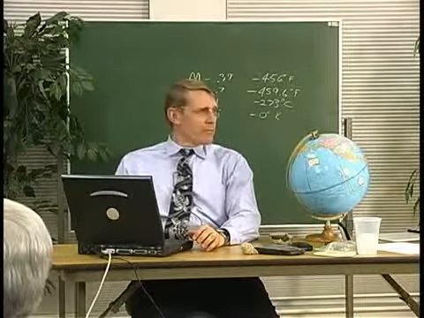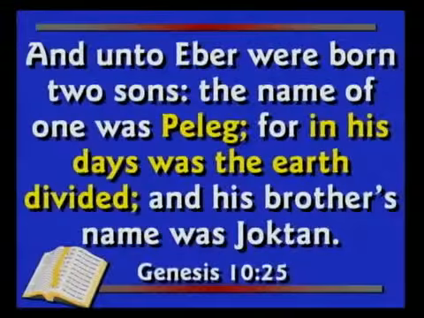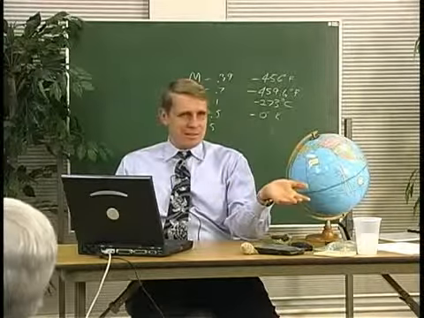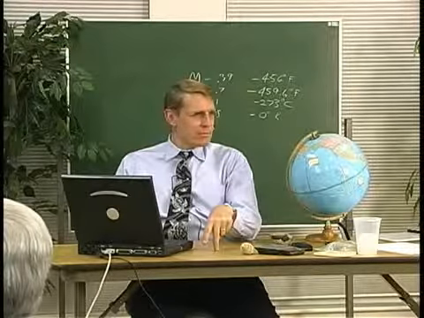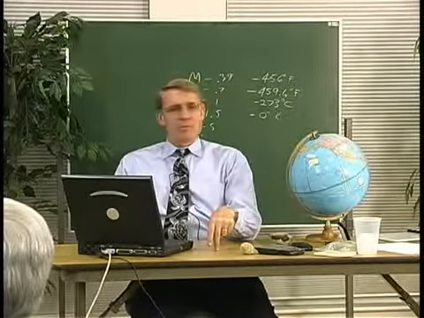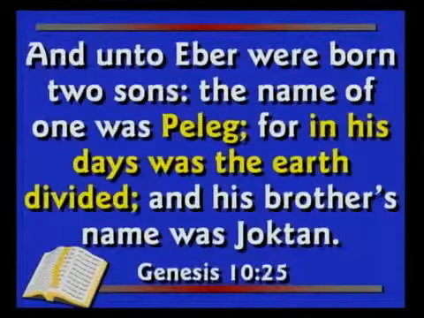And you come to verse 25. And it says, unto Eber were born two sons. First place, this is unusual. Most of them, probably all of them, had lots of kids. Why does it mention two sons for this guy? The name of the one was Peleg, for, that means because, in his days was the earth divided.